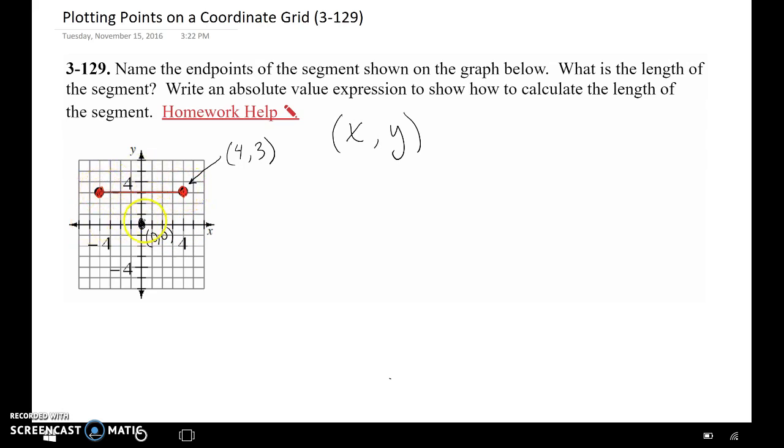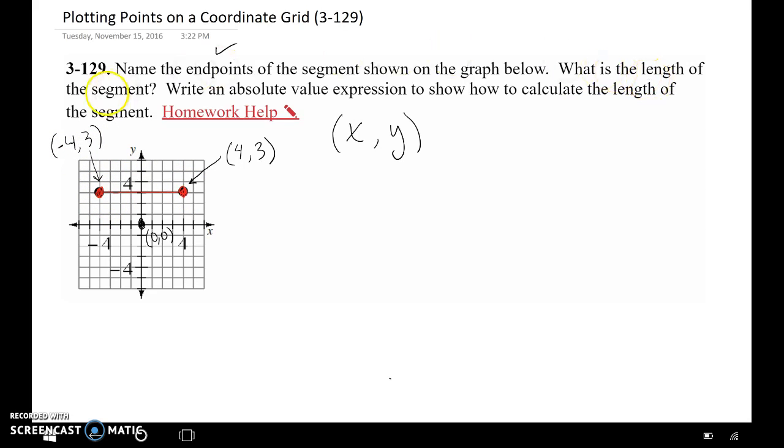So what about this guy? This guy's over here in the negatives. So for this endpoint here, from 0, I'm going to go over to negative 4. 1, 2, 3. That's negative 4. And go up 3. So that's the point negative 4, comma 3. So I've named the endpoints, check. This point is at 4, comma 3. This point is at negative 4, comma 3.